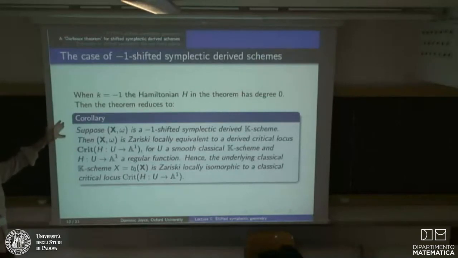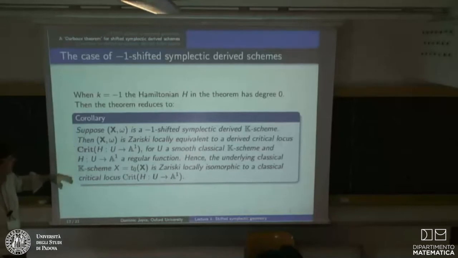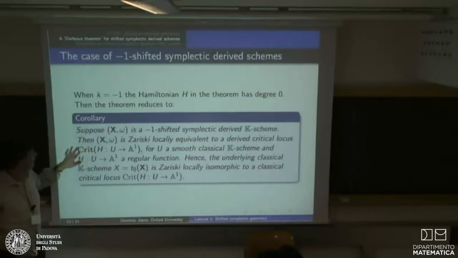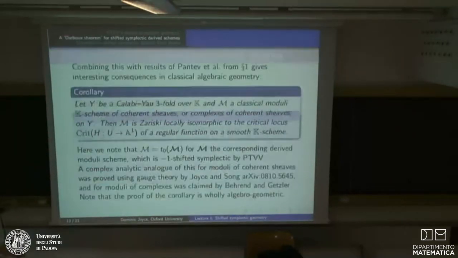And we've been trying to prove things like this for Calabi-Yau 3 moduli schemes for some time, and we've been thinking in terms of critical loci of formal power series and things like that. But to be able to show that this thing is Zariski locally, and not in any weaker topology, a critical locus of a function on a smooth scheme, this is about as strong as you could get. I can't imagine a stronger result than this, I think.